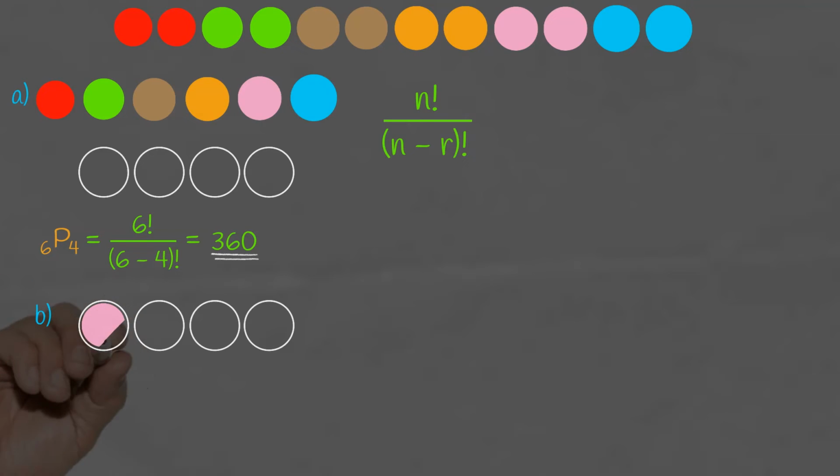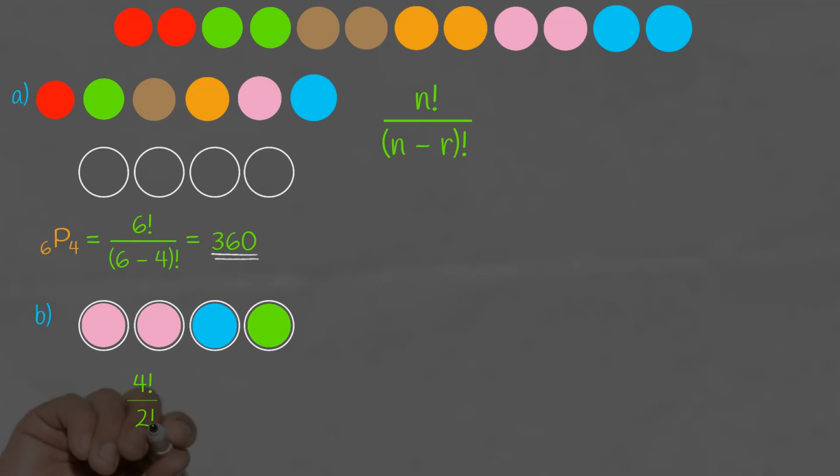Next, we're told we have 2 pink, 1 blue, and 1 green peg, and asked how many different ways we can rearrange those. Well, we can rearrange 4 items in 4 factorial ways. However, it doesn't matter which way round the pinks are. It's pink 1 first and pink 2 is the same as pink 2 first and then pink 1. So we have to divide that by 2 factorial. So the answer is 12.